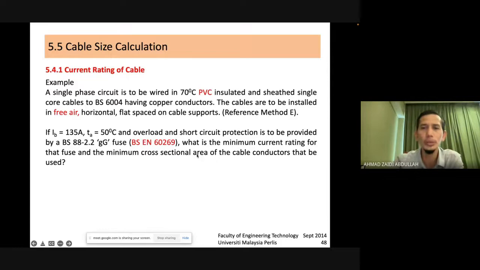Based on that, they ask what is the minimum current rating for that fuse and the minimum cross sectional size of cable. First, we need to determine the formula, IT equal to IX. Do we use IB or IN? Normally we use IN. The formula: IN must be greater than IB. That is the standard formula, must remember. We know we have 135 A for IB, so we must find IN which is bigger than 135.